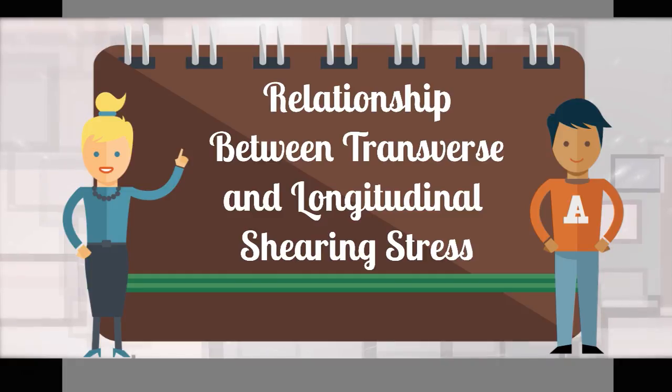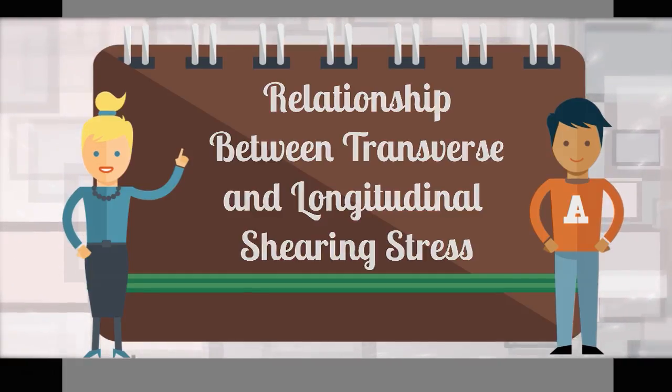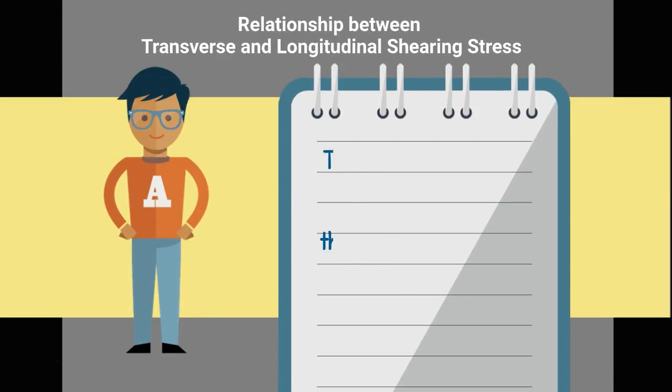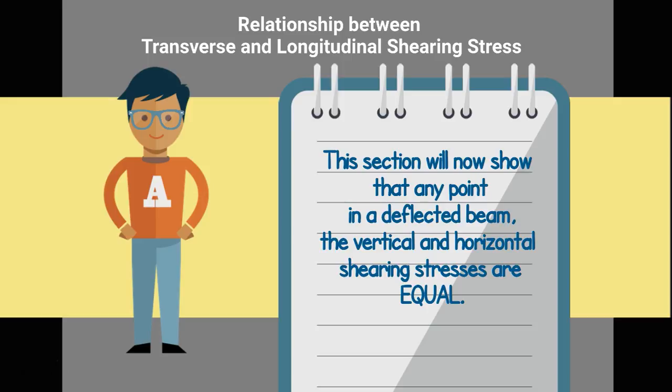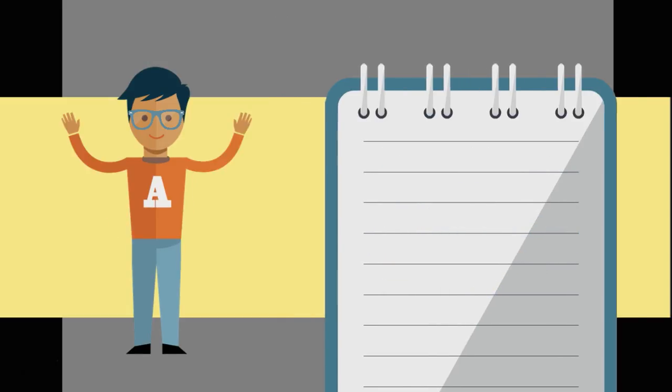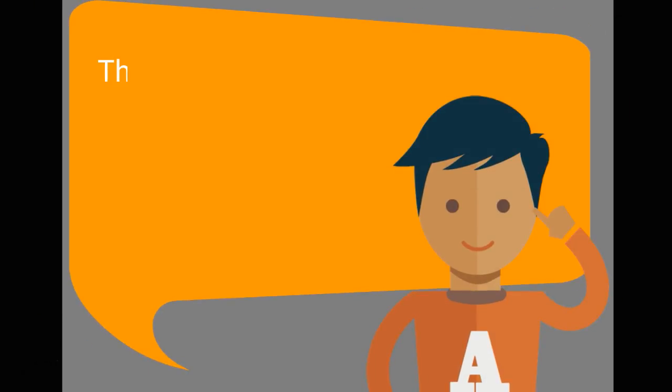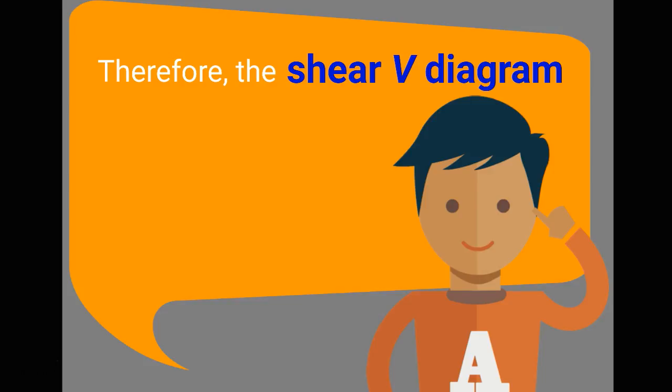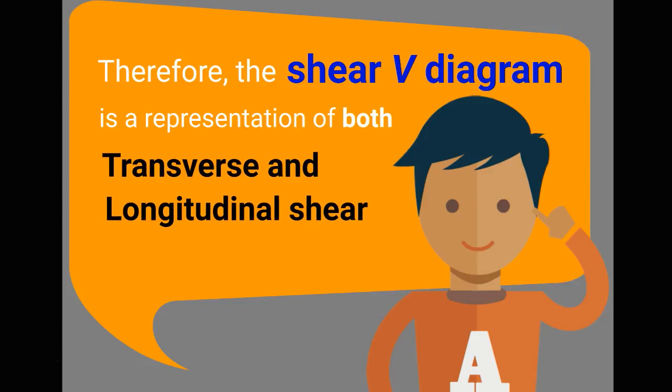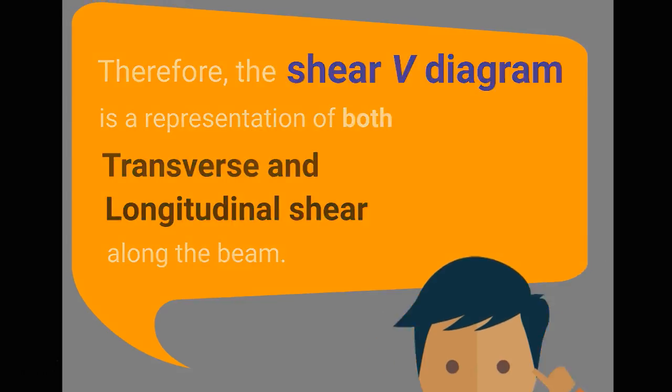Relationship between transverse and longitudinal shearing stress. This section will now show that at any point in a deflected beam, the vertical and horizontal shearing stresses are equal. Therefore, the shear V diagram is a representation of both transverse and longitudinal shear along the beam.